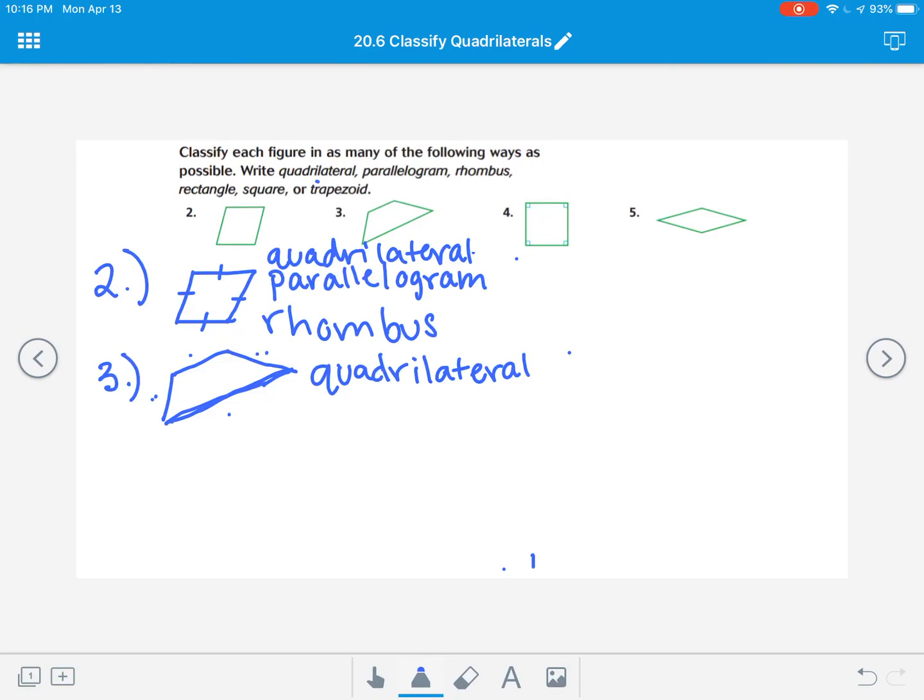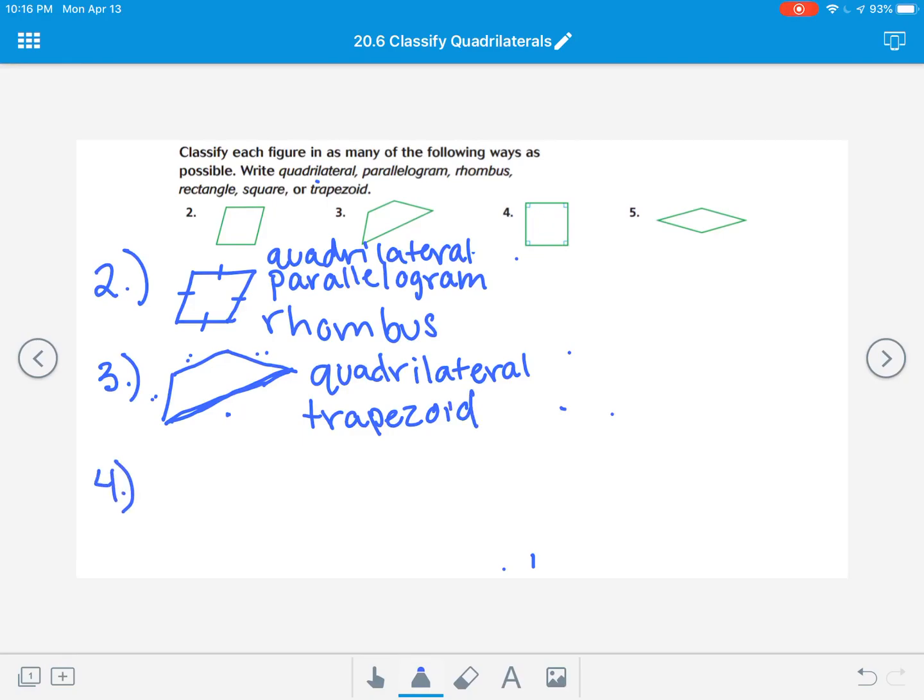Rectangles need to have right angles and parallel sides. Squares the same. Trapezoids can have exactly 1 set of parallel sides, which this one does. The top and the bottom are parallel, but the other 2 sides are not. So this is also a trapezoid.